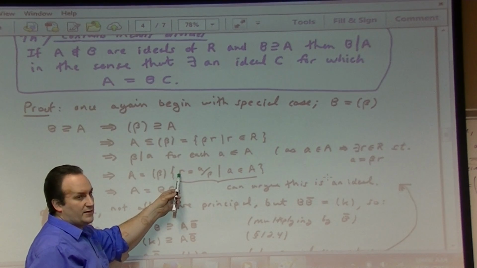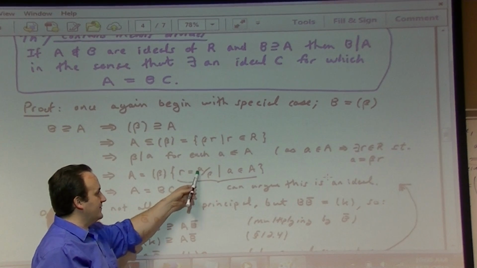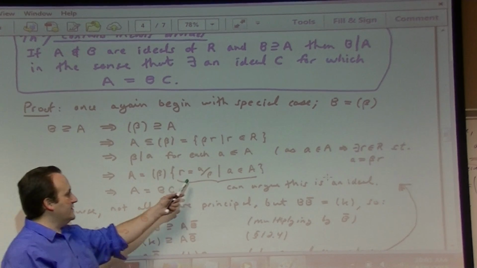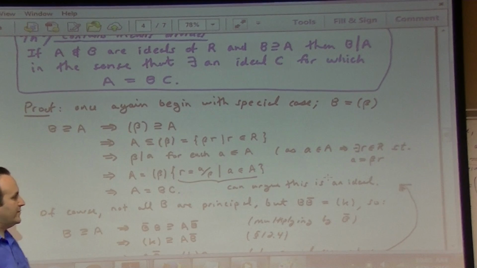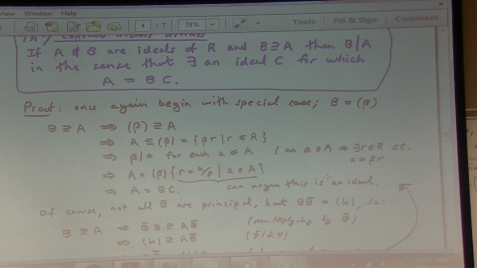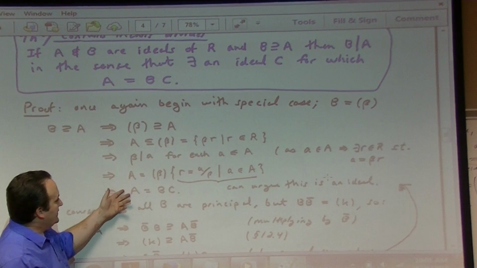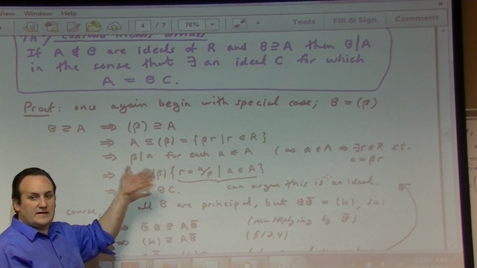Times R, where R is what? How is R formed? R is equal to A over beta. Right? And then you can argue this is an ideal. That detail's missing from my notes. It's probably worth doing. He has a couple sentences there about why that's an ideal, but rest assured that this thing in parentheses is an ideal, and then that shows that you have A is equal to BC, at least in the case B is principal.